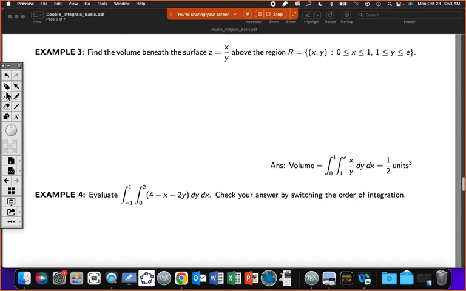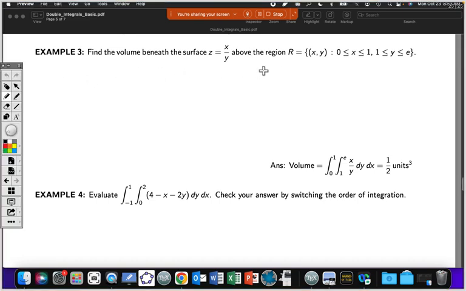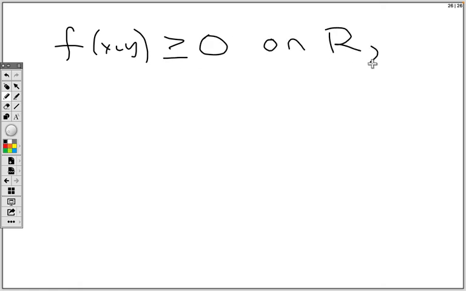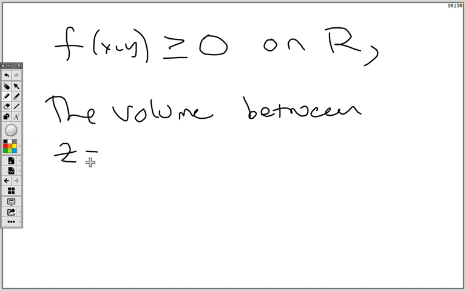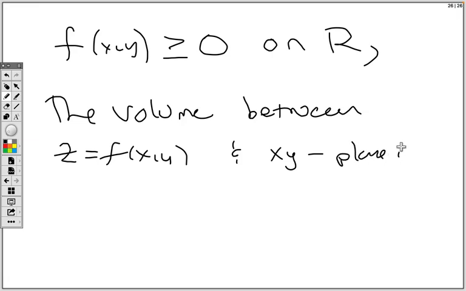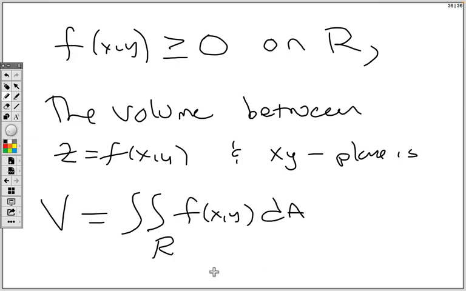Okay, find the volume beneath the surface z equals x over y, above the region described by x from 0 to 1, y from 1 to e. So that's the big thing now, is that if our f of x y is bigger than or equal to 0 on some region R, the volume between the graph z equals f of x y and the xy plane is given by the double integral over the region R of f of x y dA.